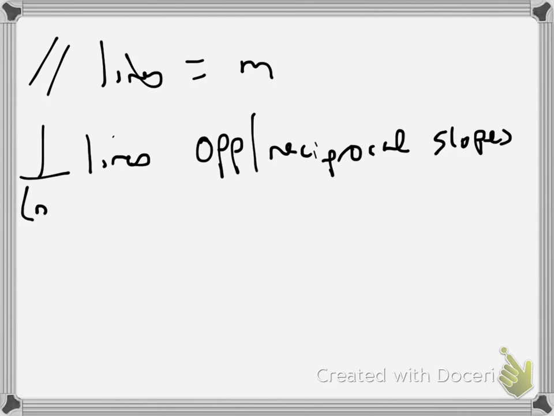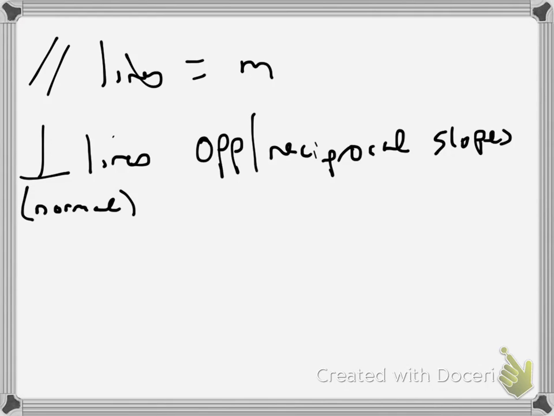The word is normal. I threw it in the packet to get you used to it. Normal is just another word for perpendicular. So if they ask you for the line normal to a function, they just mean perpendicular to it. All right? So, let's do that.